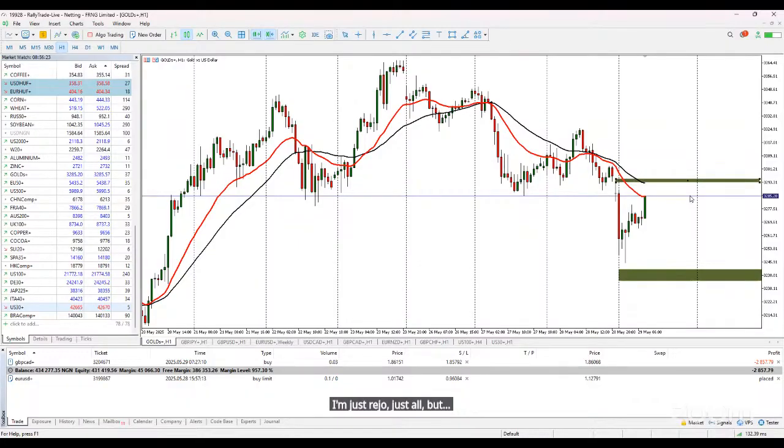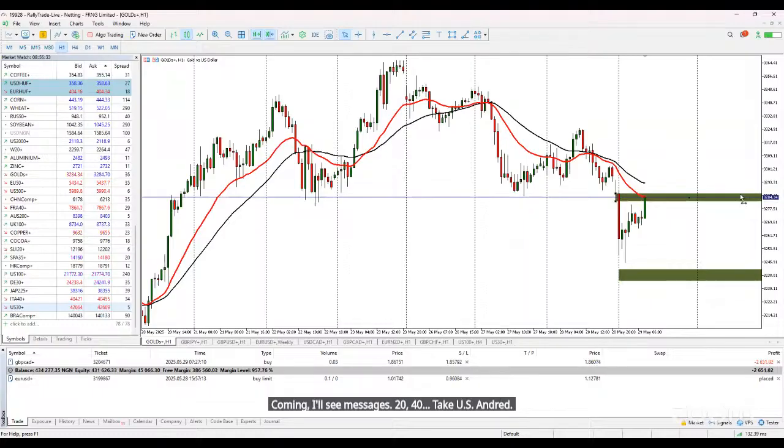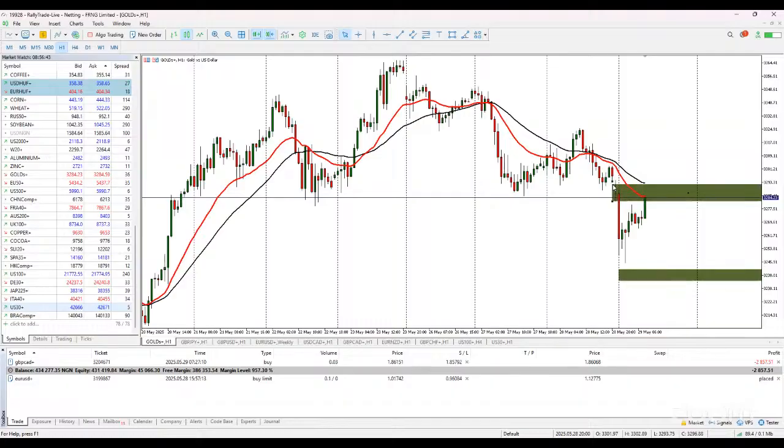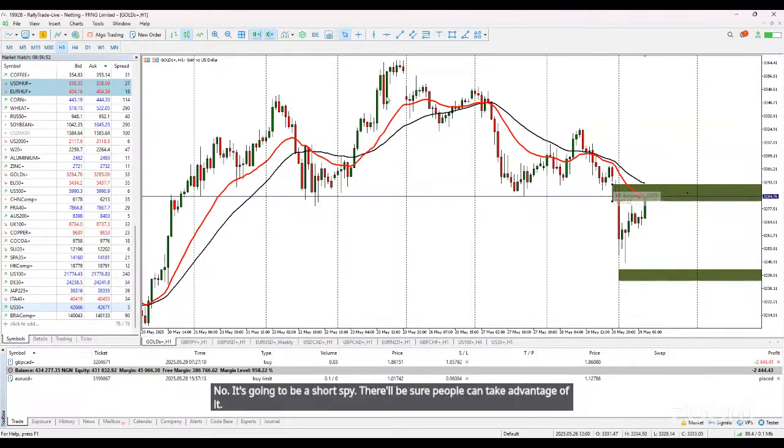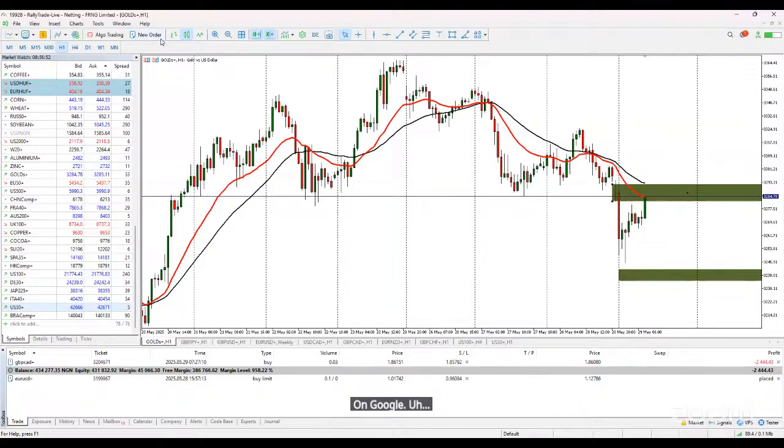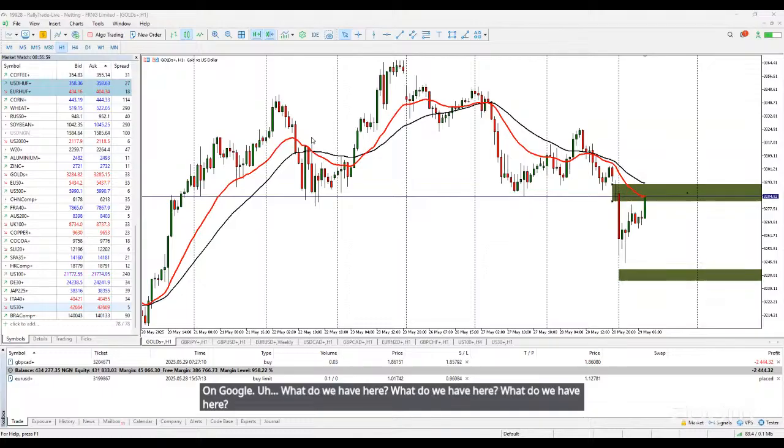Come in, I'll see messages, check DE40, check US 100. I'll check everything. Now, it's going to be a short buy. We can take advantage of it on gold. What do we have here? You have to check gold.